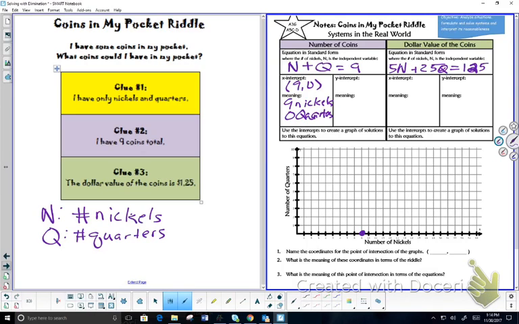My y-intercept. Cover up that and I got Q equals 9. 1, 2, 3, 4, 5, 6, 7, 8, 9. That's my y-intercept. So what would I write? 0, 9. It's a silly thing to put 9, 0 there and lose points because you simply put them backwards. What does it mean? It means 0 nickels and 9 quarters.